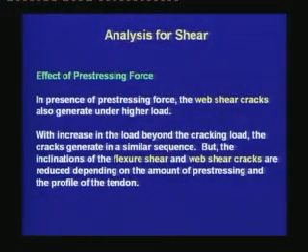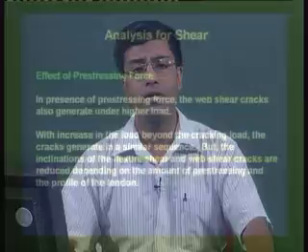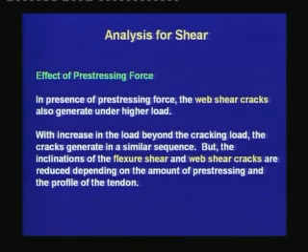With increase in the load beyond the cracking load, the cracks generate in a similar sequence. That means for a long beam, we will observe flexural cracks to occur first, then we shall observe the flexural cracks to change to flexure shear cracks, and then we may observe web shear cracks near the supports. The sequence is similar, but the inclination of the flexure shear and the web shear cracks are reduced depending on the amount of prestressing and the profile of the tendon.